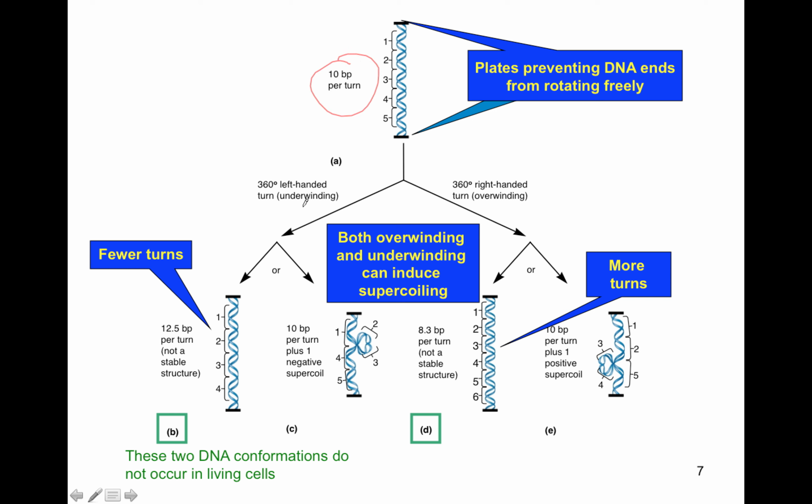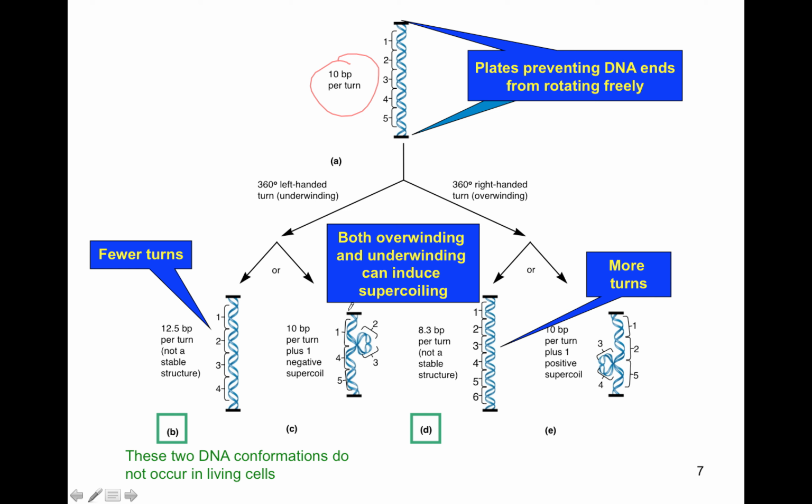If you underwind the DNA, you end up with fewer turns. You could have 12.5 base pairs per turn. This is not a stable structure. What happens instead is that part of the DNA loops out to restore that 10 base per turn, plus you get one negative supercoiling. You can also overwind and get more turns to produce approximately 8.3 base pairs per turn. This is also not a stable structure, and it's accommodated by creating a positive supercoil. So these two structures here and here are not compatible with living cells. They don't occur in living cells.